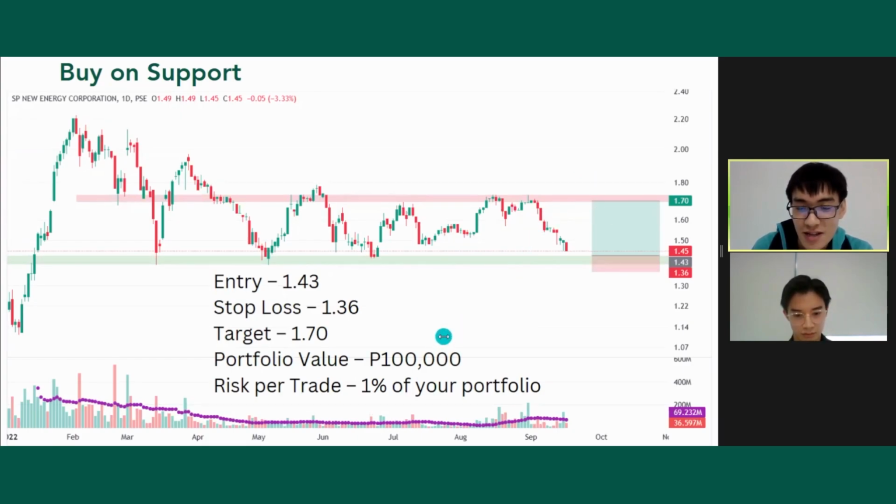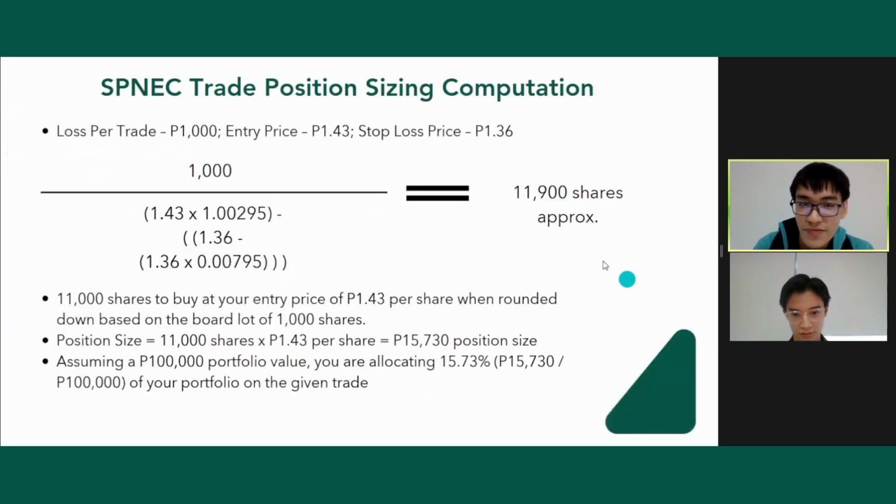So let's say you also have a 100,000 peso portfolio value, then you're risking 1% lang ng portfolio mo. So how you would compute it is parang ganito lang. So just plug in the given. So loss per trade, 1,000 pesos. Then your entry price, 1.43, then follow the equation na lang that I showed, yung stop loss, di ba? Plug in mo na lang, then you should get around 11,900 shares approximately.